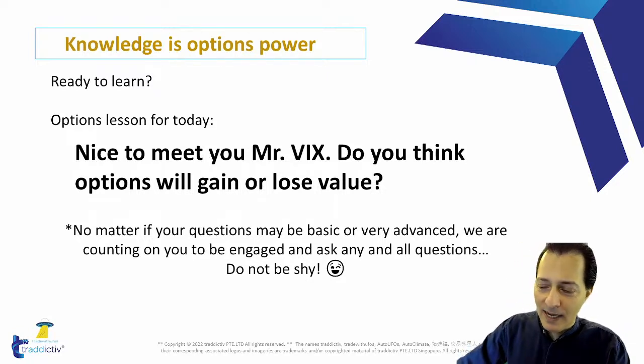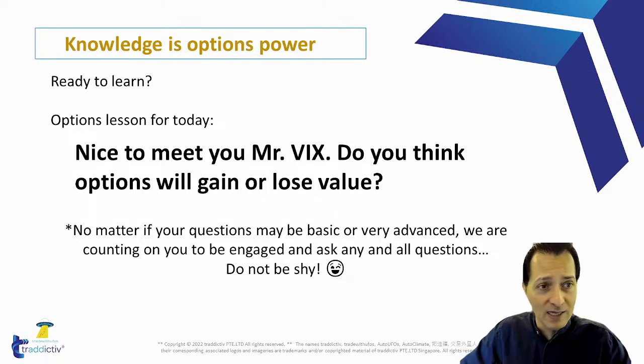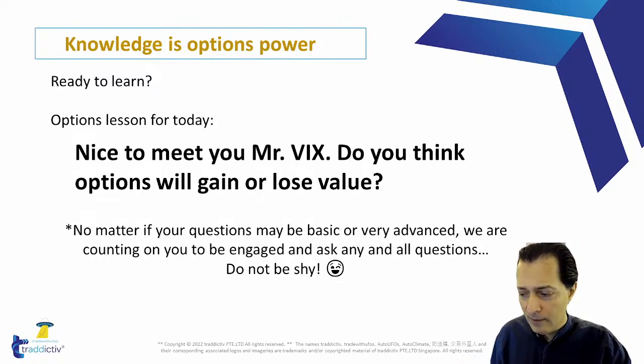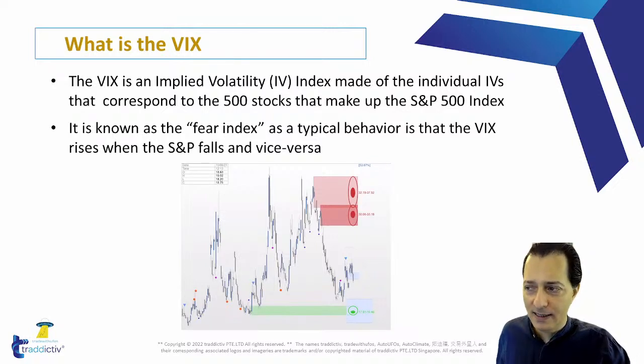So anyway, let's talk about the VIX, because the VIX is also an implied volatility measurement. And you're going to be like, okay, so what's the difference between what we covered last week? Well, that's what we need to learn, because Mr. VIX is an important person for us to know as options traders. So let's talk about what the VIX is. The VIX is an implied volatility index, and it's made of what?